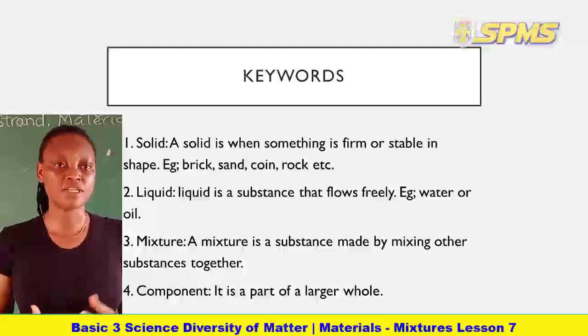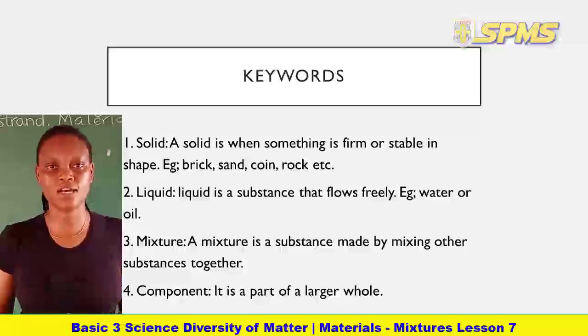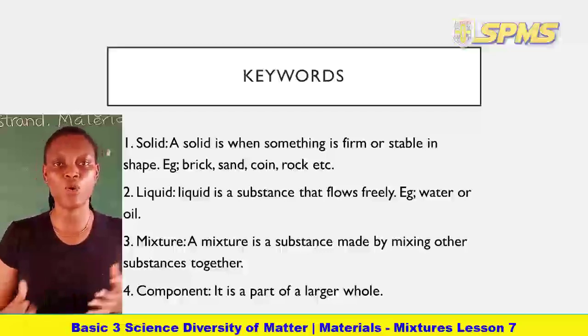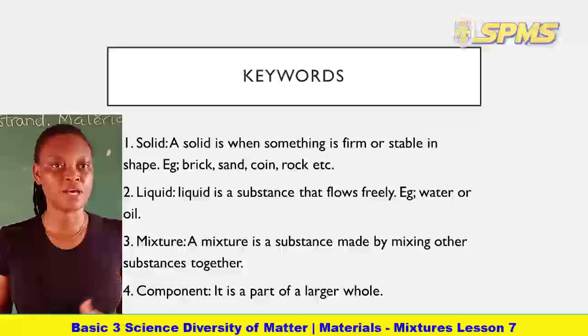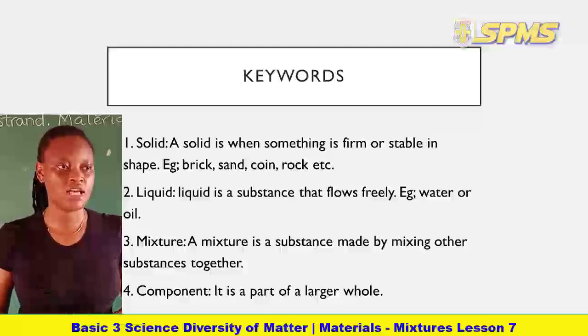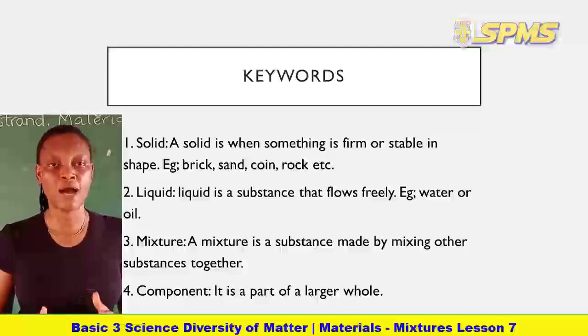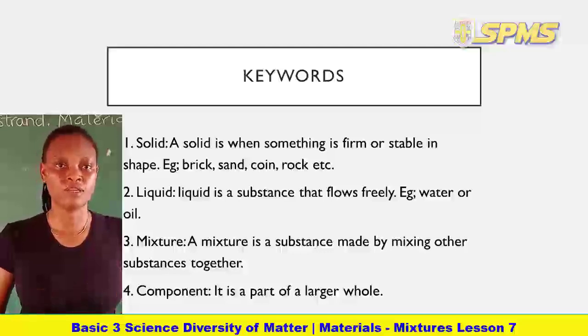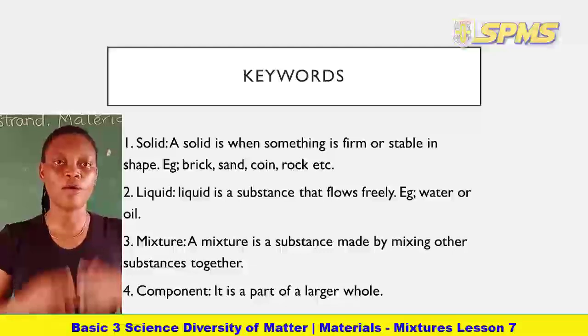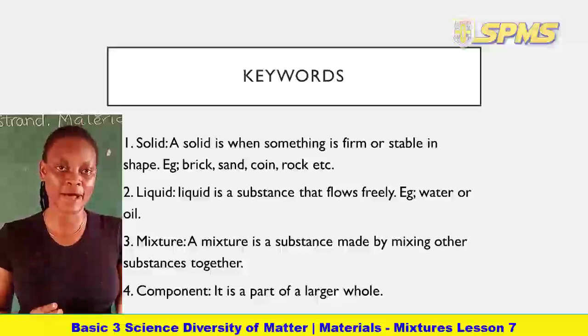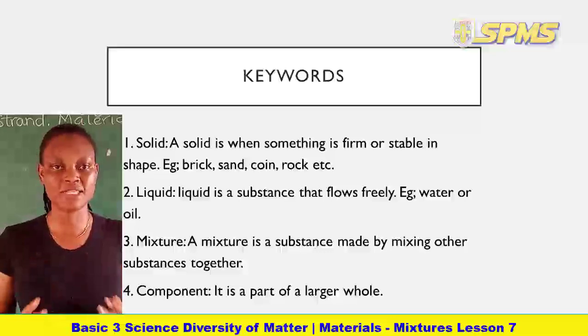And then we have mixture. A mixture is a substance made by mixing other substances together. So when you mix two or more things together, it becomes a mixture. And then we have component. It is a part of a larger whole. It is part of a whole. That is component. So part of something can be termed as a component.